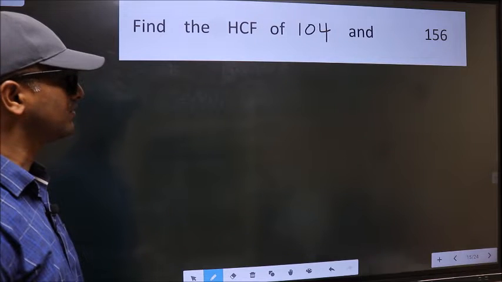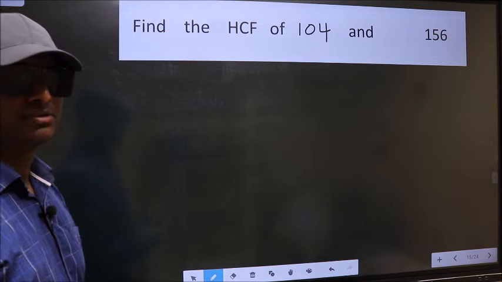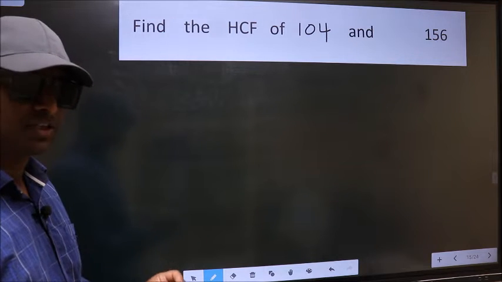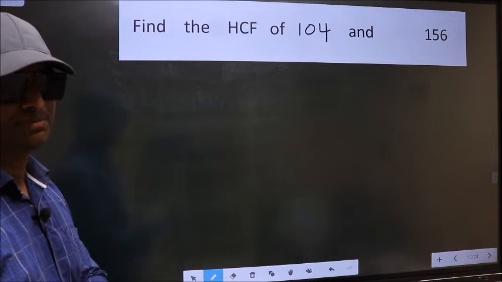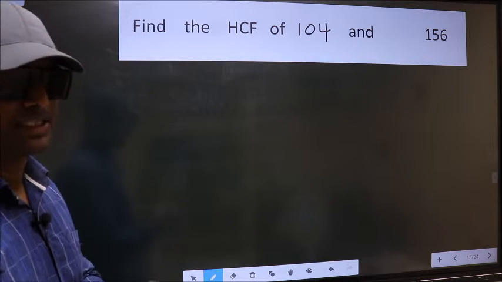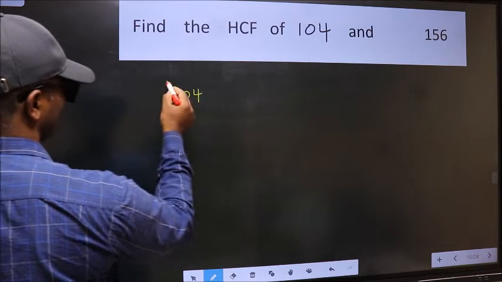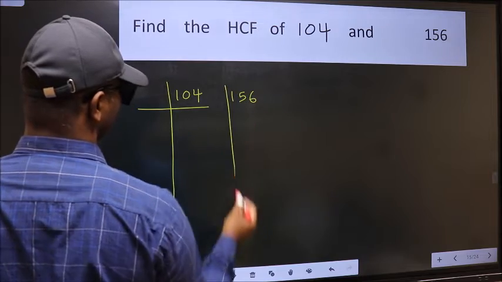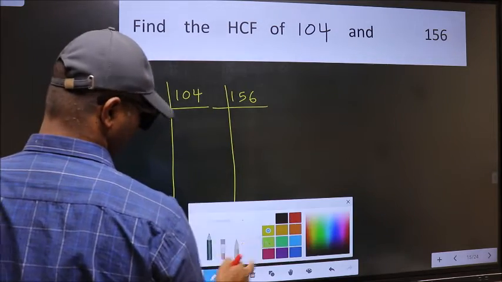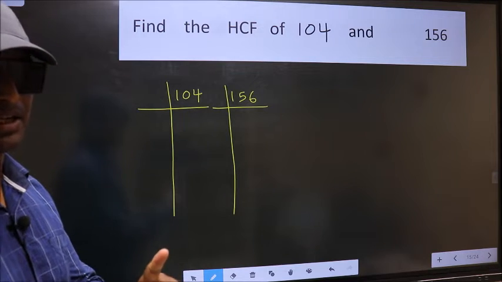Find the HCF of 104 and 156. To find the HCF, for that we should do the prime factorization of each number separately. What I mean is, see, 104 and 156. This is your step 1.